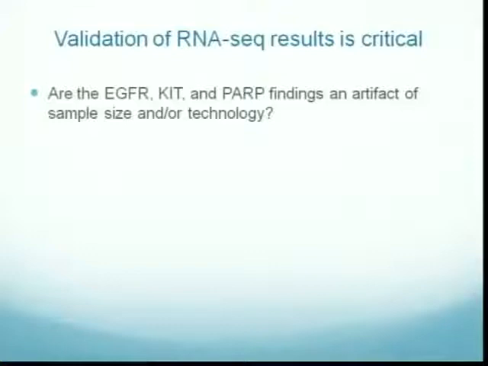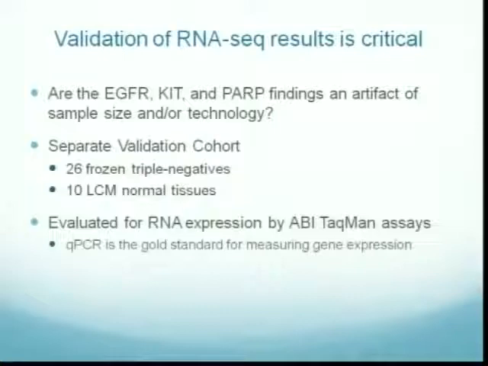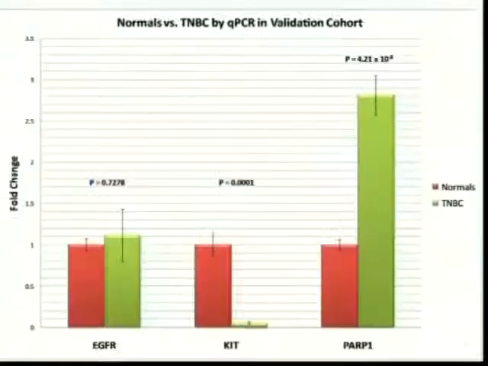Okay. So we went on to validate this in an additional cohort of 26 frozen triple negatives and another, totally separate set of 10 LCM normal tissues. And we did this then with RNA expression experiments using ABI TaqMan assays. And for those who are not familiar, in the gene expression world, qPCR is the gold standard for gene expression. So when you want to validate RNA-seq, you want to use qPCR.